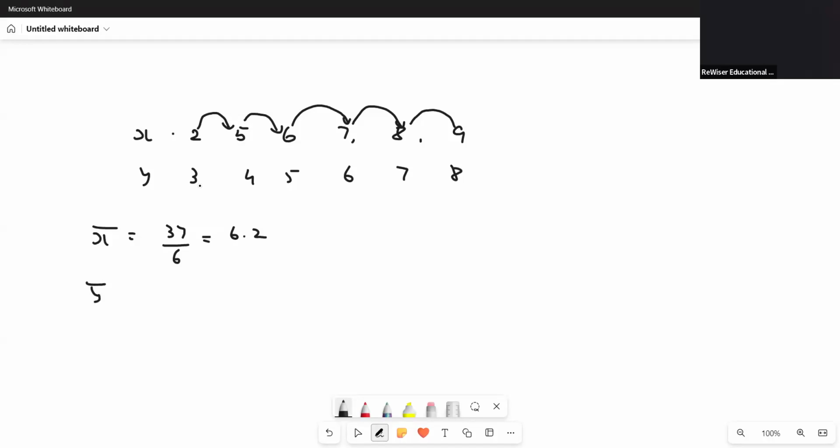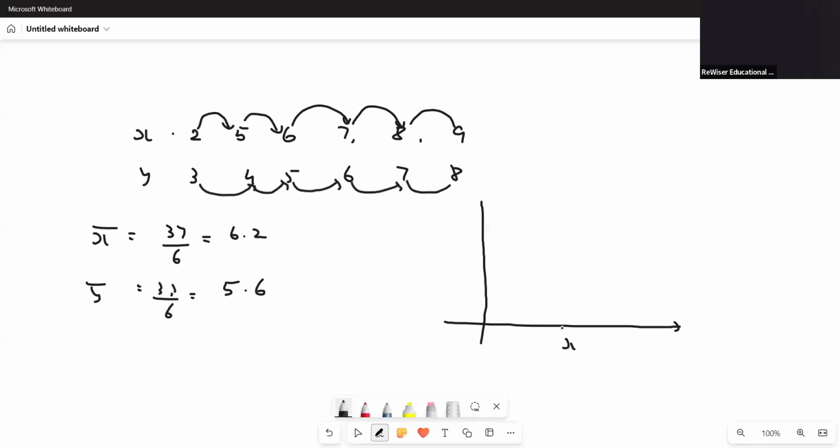Then we'll have y bar, so we add the y values. 3 plus 4 is 7, plus 5 is 12, plus 6 is 18, plus 7 is 25, and plus 8 is 33. So that's 33 over 6, which is approximately 5.6.